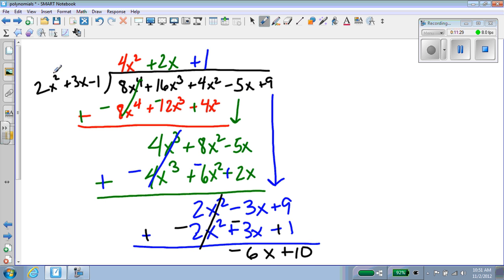What would I multiply 2x squared by to get negative 6x? Nothing. It's too big. It's like your mama trying to wear your little jeans. Okay, so negative 6x plus 12 over 2x squared plus 3x minus 1 plus.